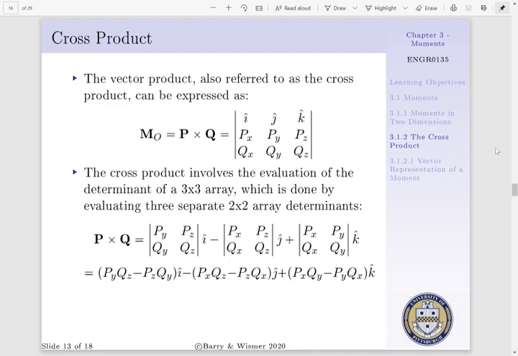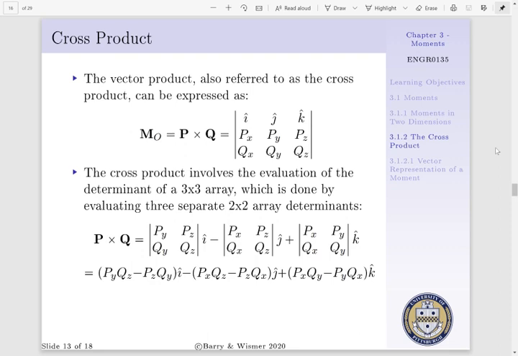The vector product, which is also referred to as the cross product, can be expressed as follows. We can calculate our moment of force about point O as the cross product of P and Q. Now, M sub O is equal to our moment arm P crossed with our force vector Q, and we use the cross symbol here. This does not indicate multiplication, rather that we are taking the vector cross product.